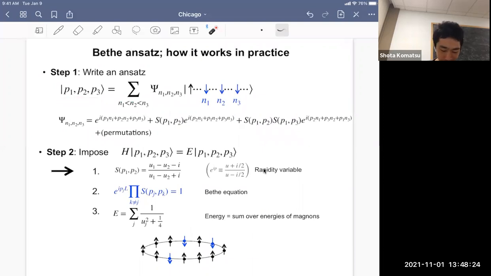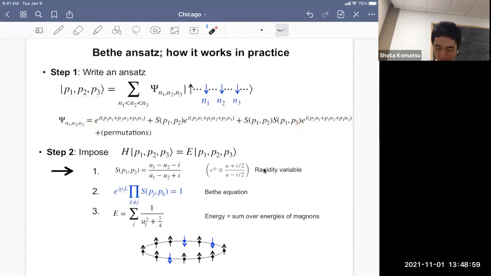The idea is to view the down spin as an excitation and the up spin as a vacuum. And then you write an ansatz for this wave function, which is extremely simple. You just write down a plane wave and also all possible permutations of the momenta. And because of this, in this ansatz, the states are parameterized by these momenta of the particles, often called rapidities of the particles. So this is step one.